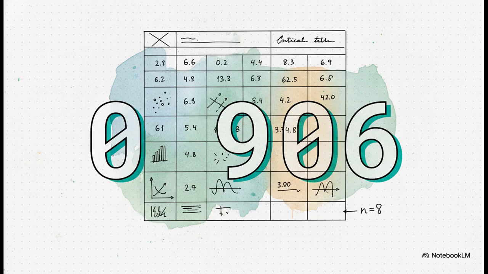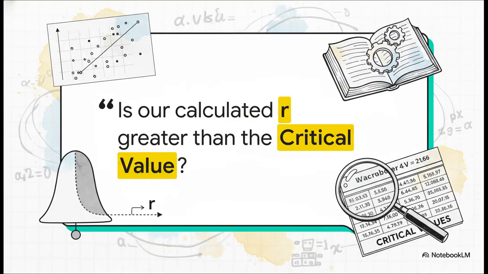Okay, on to step 2. We grab our table of critical values, we find the row for our sample size, which is n equals 8, and we look up the benchmark number. And for a sample of 8, the critical value is 0.906. And now we've reached the moment of truth, the final showdown.